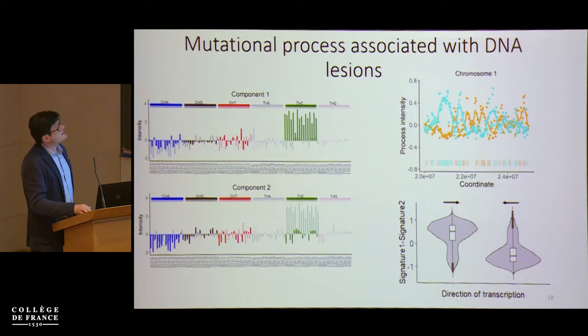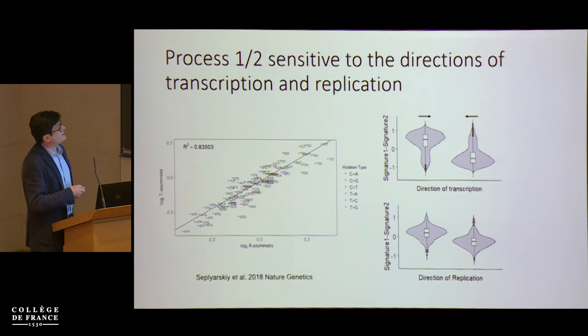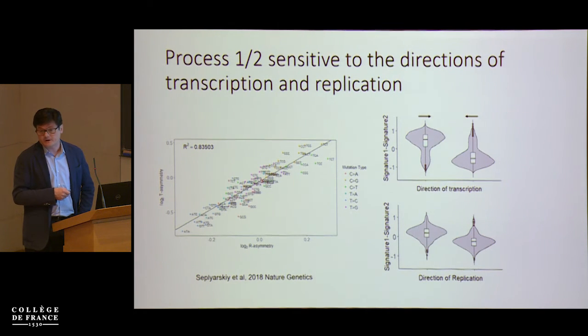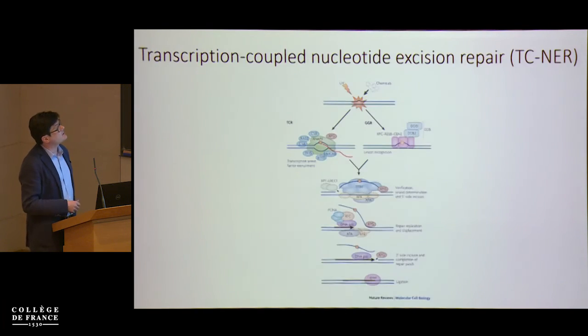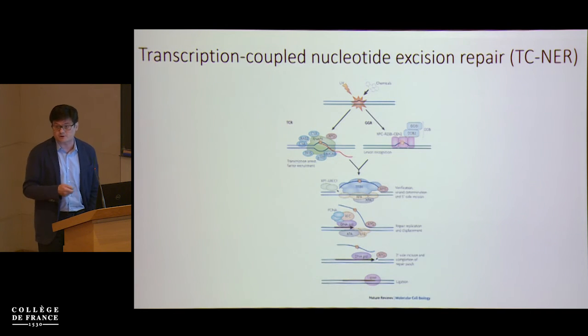And this goes well with our previous story published a few months ago, where we directly looked at direction of transcription and replication with respect to trinucleotides. We found that asymmetry with respect to transcription also correlates with asymmetry with respect to direction of replication. And why do we think this is a signature of DNA damage? Because the most known process associated with direction of transcription is so-called transcription-coupled repair.